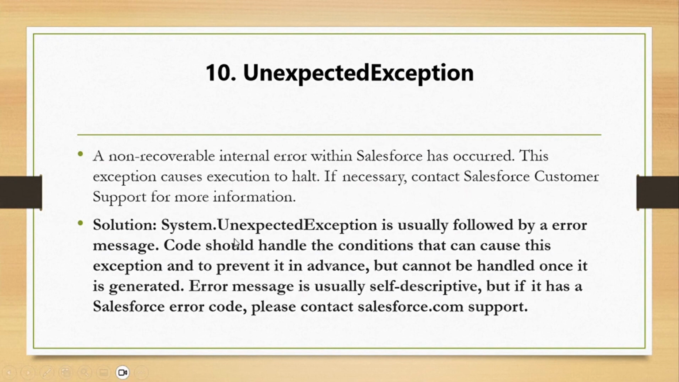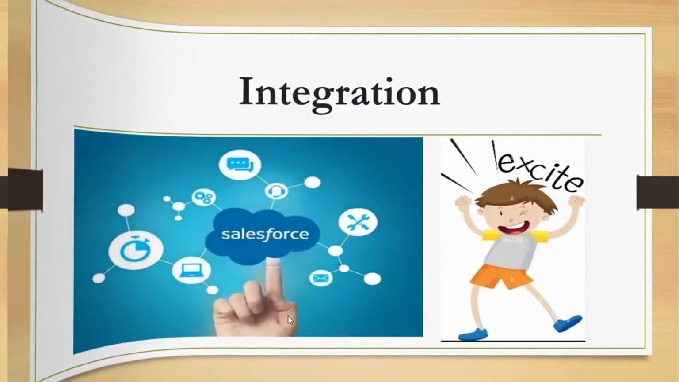So the solution is: System.UnexpectedException is usually followed by an error message. Code should handle the conditions that can cause this exception, to prevent it in advance, because it cannot be handled once it has been generated. The error message is usually self-descriptive, but if it has a Salesforce error code, please contact Salesforce.com support.